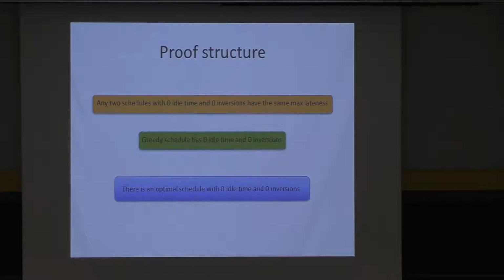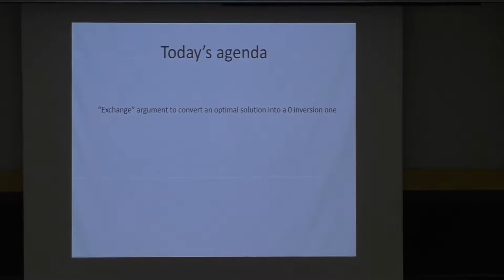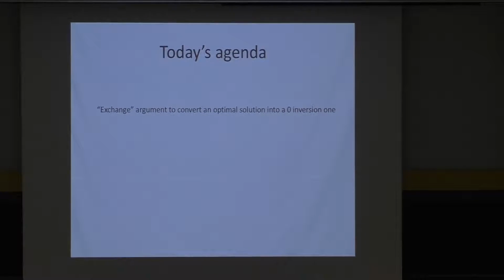And then as I just pointed out, the greedy schedule has 0 idle time and 0 inversions. And we're going to argue today that there exists an optimal schedule with 0 idle time and 0 inversions. So from lemma 1 and 2, lemma 3 would imply that the maximum lateness of the greedy solution is the same as the maximum lateness of an optimal solution, and hence by definition the output of the greedy is also optimal. So that's the plan for today. We're going to use what's known as an exchange argument to argue that there exists an optimal solution with 0 idle time and 0 inversions.